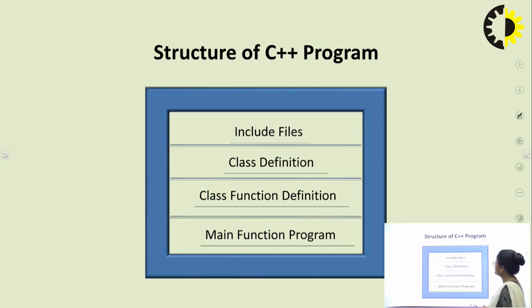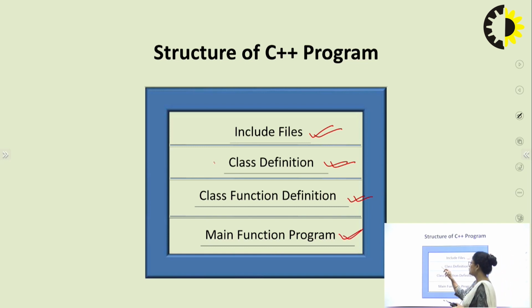So this is the structure of a typical C++ program. In the first part, we need to include the header files, which contain predefined functions that will then be called. So the first segment of the program consists of inclusion of header files. Then we have the classes, the definition of the classes, the definition of the class functions, and then the main function program, which will be working on the classes. This is a basic skeleton of a C++ program.